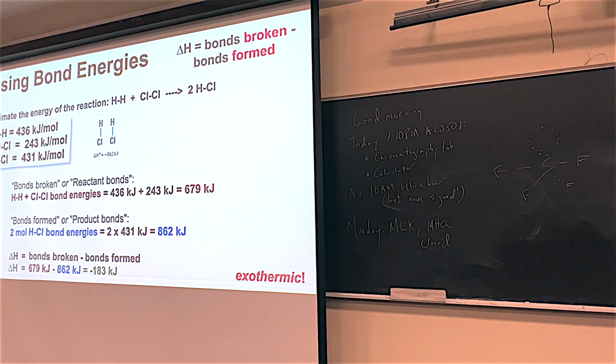HCl is actually pretty easy to make. So you will need a table. You don't have to memorize any of the values of the table, that's for sure. Bonds broken minus bonds formed, bonds of reactants minus bonds of products.